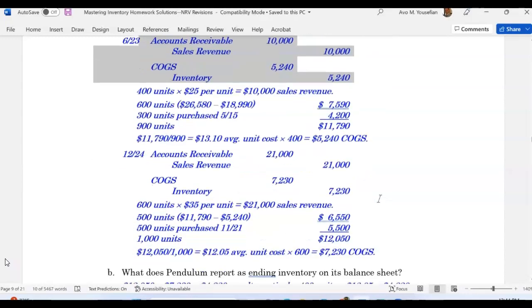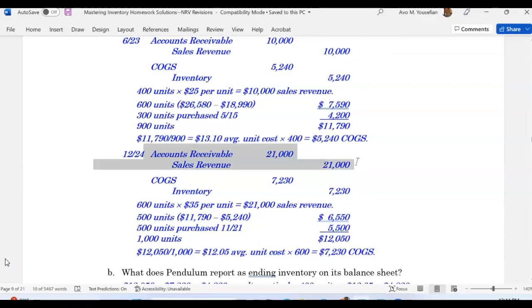The third journal entry is the same thing again. You record the sales, that's a debit receivable, and credit sales revenue. And then in the second journal entry, you debit cost of goods sold to increase it, and you credit inventory to reduce your inventory.